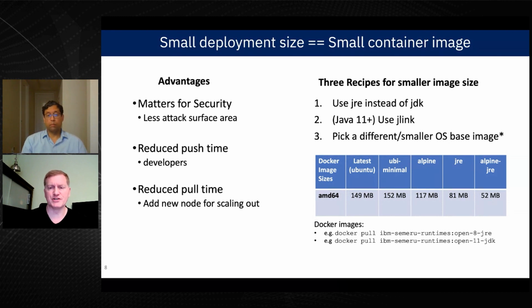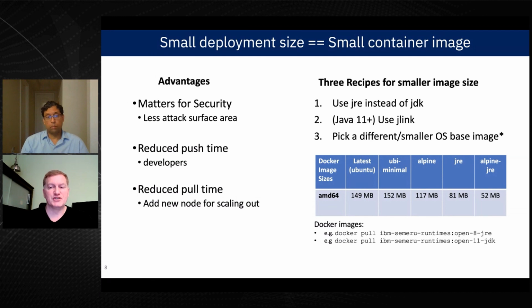So there's a small table here that just shows, for one particular platform, the kind of scale of numbers that you can get by applying some of these recipes. These numbers are out of date, really, but they give you a flavor for the sort of scale of change that you can expect. So if you look at the JDK images here, the latest Ubuntu and the UBI minimal, you're looking at about 150 megabytes of container size required. If you were to switch to an Alpine image, which is a much smaller Linux image, you can get that down to 117-ish megabytes. On the flip side, if you move from JDK to JRE, you can go down to 81 megabytes. So that's saving almost half of the container size at this point.